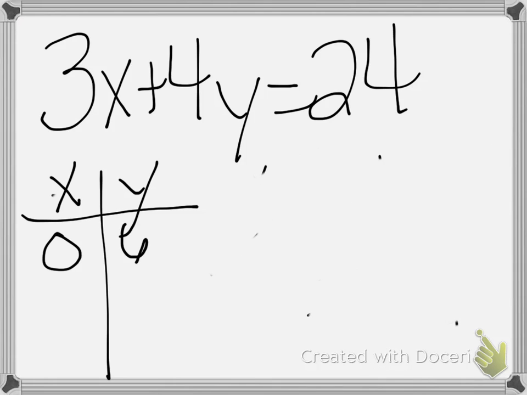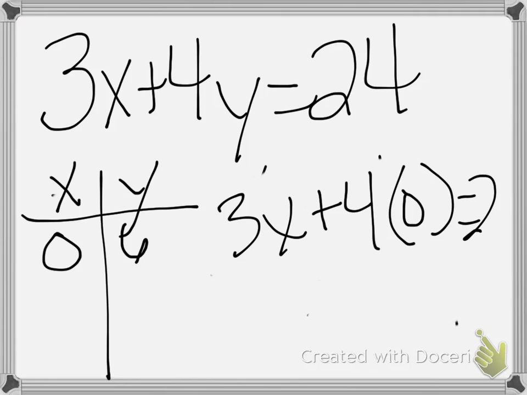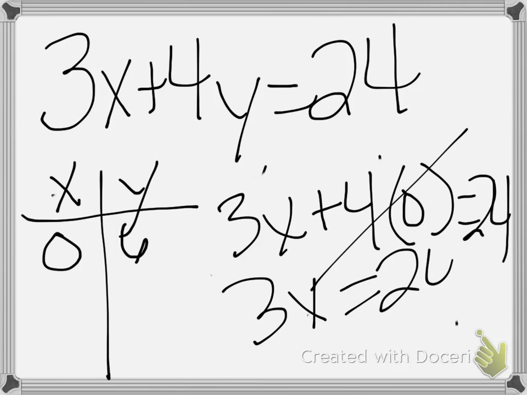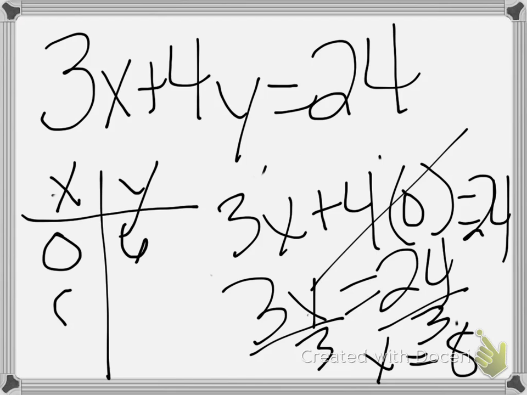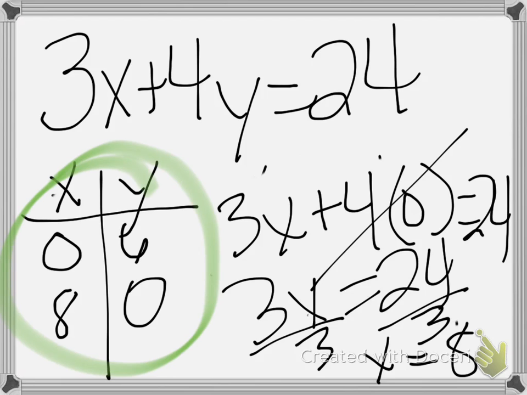I'm going to erase all that. There we go, so I've got some room. I put 3x plus 4 times 0 equals 24. Then I get, oh sorry, I canceled out the wrong thing. There we go, canceled out the 4. Then I get 3x equals 24. Divide by 3. x equals 8. So x is 8, y is 0. So now I have my 2 points.